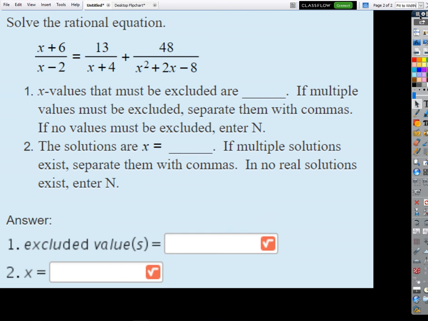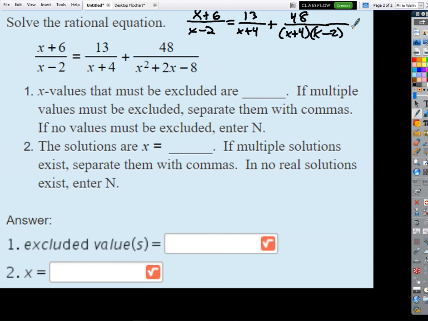So if I factor the whole thing, I'm going to get x plus 6 over x minus 2 equals 13 over x plus 4 plus 48 divided by, what's that factor into? Times x minus 2. Okay, so my least common denominator is just x plus 4 times x minus 2, right?